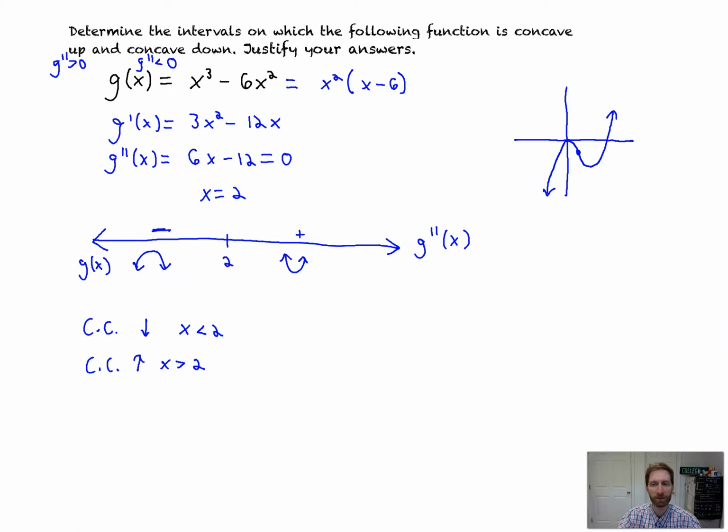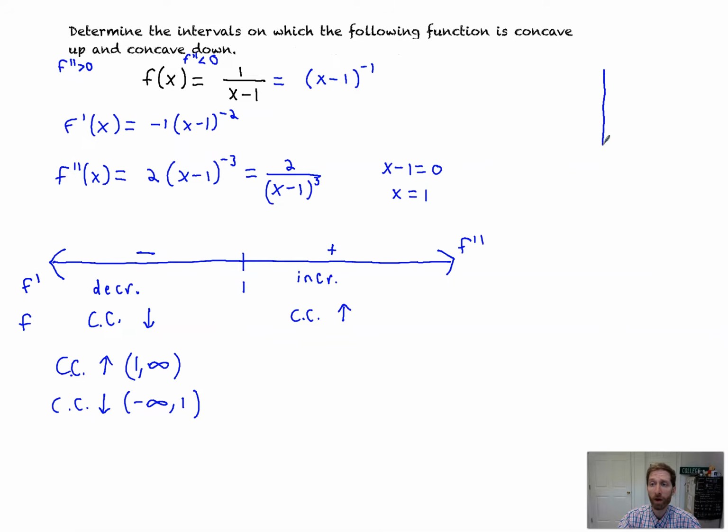As for the previous function, 1 over x minus 1, that makes a ton of sense. We'd have a vertical asymptote at x equals 1. But before that, we'd be concave down, going like that, and then something like that. And here we see the concavity fits exactly with what our sign chart says.